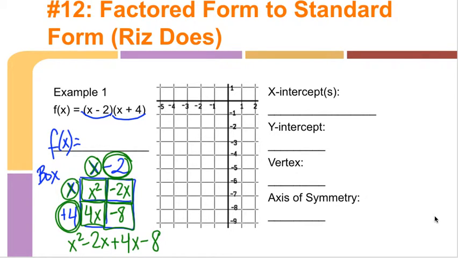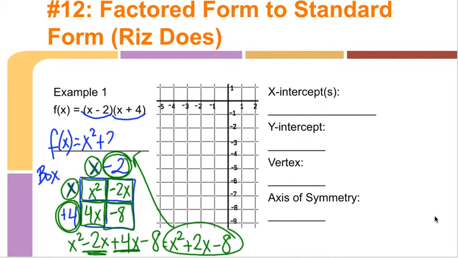Here, you stop, you realize that you might have some like terms. The like terms, remember, are same variable and the same power. So here I notice negative 2x and positive 4x are like terms. So that becomes x squared, negative 2x and a positive 4x makes positive 2x minus 8. And this is my standard form of my equation. So I'm going to place that up here. So f of x is equal to x squared plus 2x minus 8.